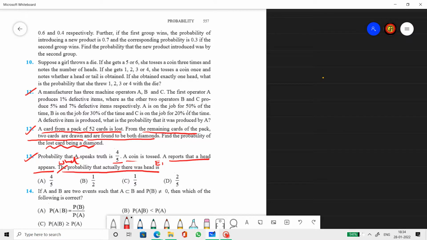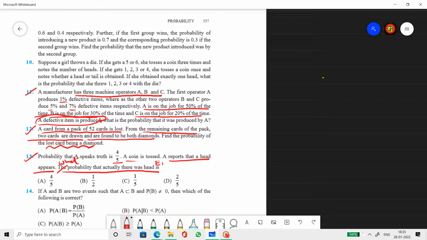Question number 11. A manufacturer has three machine operators A, B, C. The first operator A produces 1% defective, whereas the other two operators B and C produce 5% and 7% of the defective items respectively. A is on a job for 50% of the time, B is on job for 30% of the time, and C is on job for 20% of the time. A defective item is produced.